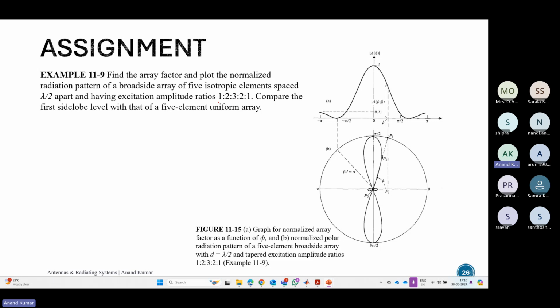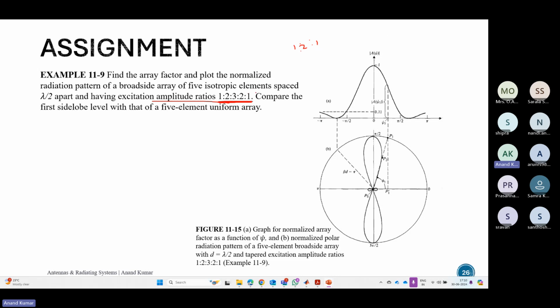So in the previous example, we had seen this kind of power feed. The excitation was taken as 1 to 1, right, in one of the examples earlier. So this is the taper, where we taper the excitation of the different elements of the array.